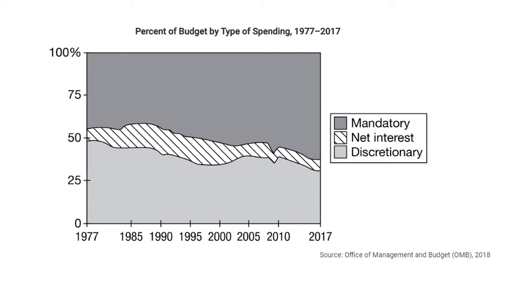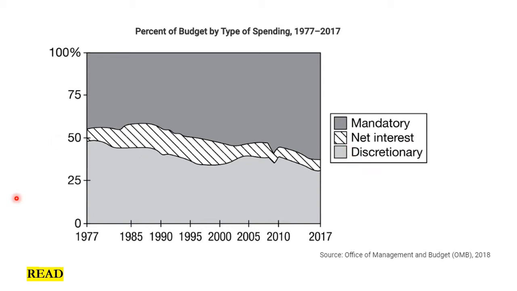Okay, next example. This seems like a pretty simple graph, but let's make sure we get it right by reading it. Percent of the budget by type of spending. Looks like we got a 40-year period there from 77 to 2017. All right, looks like we have percentages over here on the graph, and then along the x-axis you have the years, and then you have three categories: mandatory spending, the net interest, and then discretionary spending.